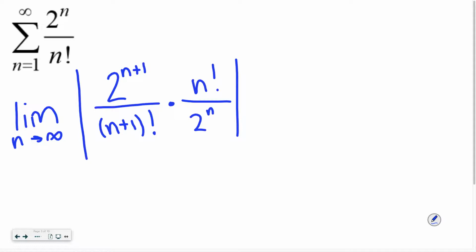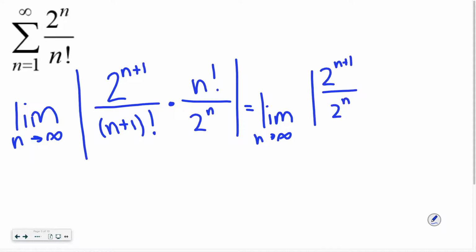This isn't that bad. My suggestion would be to group things together using the commutative property. So rearrange your multiplication here. I am going to put 2 to the n plus 1 over 2 to the n so I can see a little more clearly how they're going to cancel, or reduce, I should say. And then n factorial and n plus 1 factorial, I think you should group those together so we can think about how those cancel.